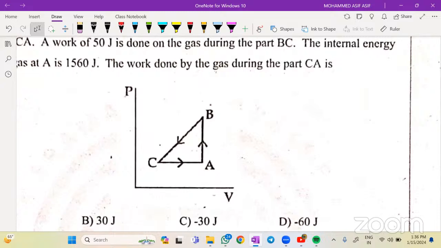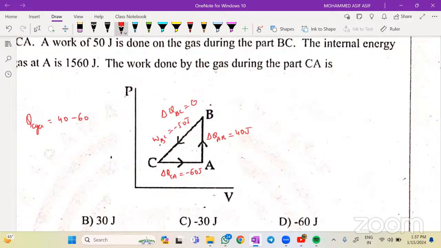If you look at this diagram, for this one, work done from B to C will be equal to minus 50 joules, and delta Q from B to C will be equal to how much for me, 0. Delta Q from A to B is given in the problem as 40 joules, then delta Q from C to A will be equal to minus 60 joules. So Q of the cycle will be equal to 40 minus 60, that will be equal to work done in this one, and delta W will be equal to minus 20 joules, isn't it? Total work done means work done from BC plus work done from CA will be equal to minus 20 joules.